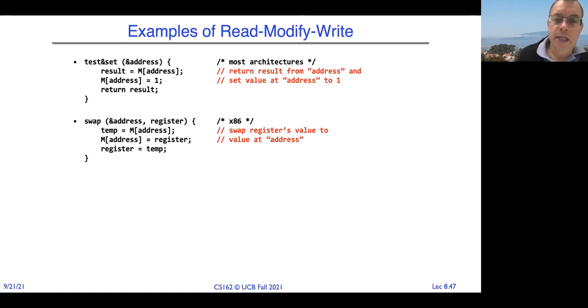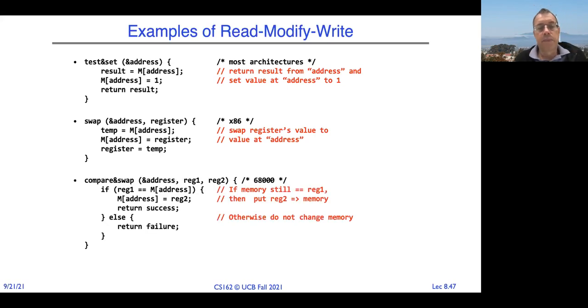You put a value in a register, and that value you put in the register is going to be swapped with the value at a particular address. Okay, this is what it is. So you give a value in a register which is going to be swapped with a value at a particular address. And finally, there is compare and swap.